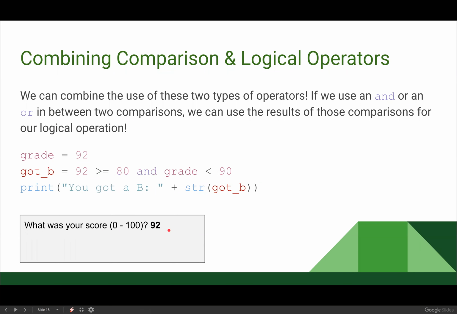It should be noted that when I use an and or an or, I need a full comparison on both sides, because I need it to evaluate to a Boolean on both sides of my and or my or. I can't check if grade is greater than or equal to 80 and greater than or equal to 70, because I don't have a full comparison on the other side. So just remember, we need a full comparison on both sides of our and or.